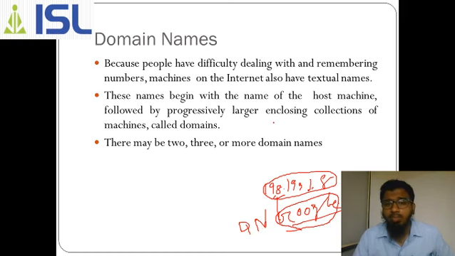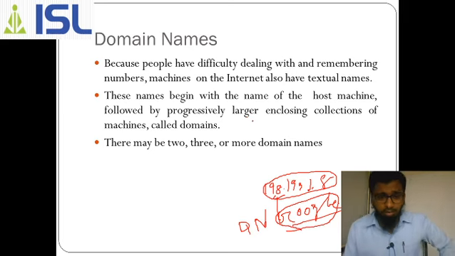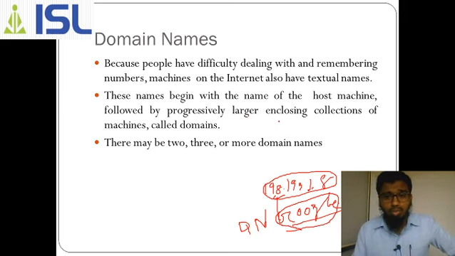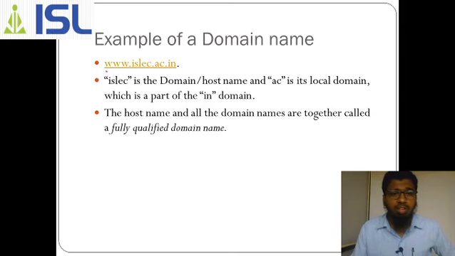This name begins with the name of the host machine, and progressively larger enclosed collections of machines are called domains. There are two, three or more domain names. Now I will show you. See, this is an example of a domain name: www.islec.ac.in, Islamia College.